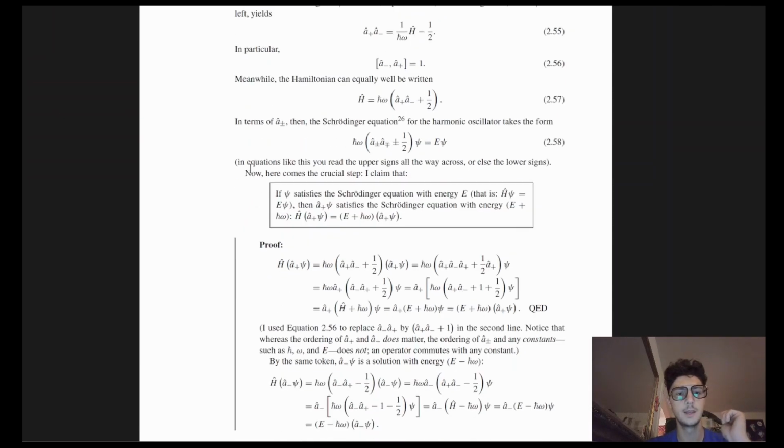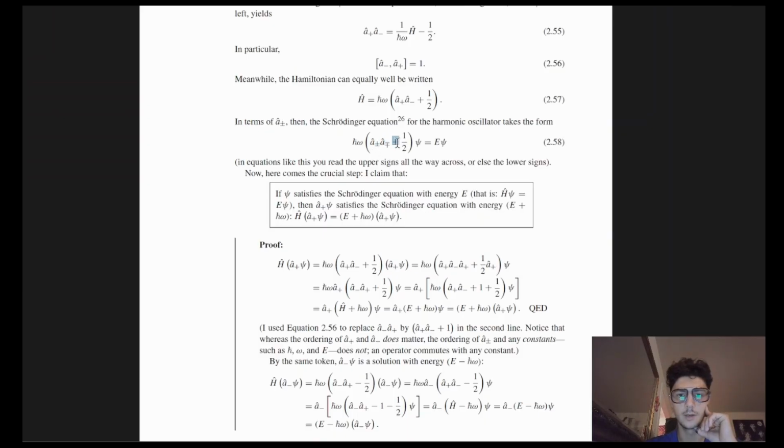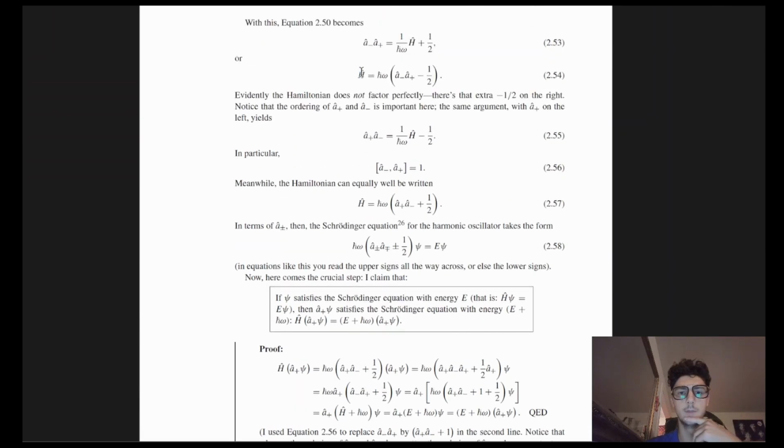Let's keep reading. In equations like this, you read the upper signs all the way across, or else the lower signs. So you see how here there's a plus and a minus, and here there's a plus and a minus, and a plus, minus on the top, and here a plus and a minus. These are basically two equations. You can either take the plus here, the minus here, and the plus here, or the minus here, the plus here, and the minus here. So two different equations, just for the organization, because we have two different equations here.